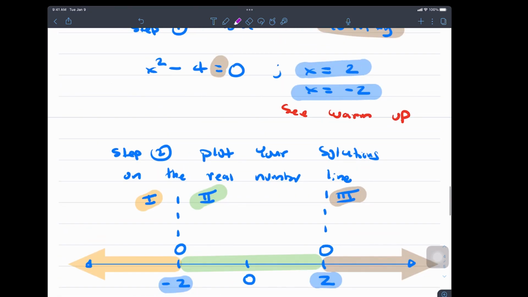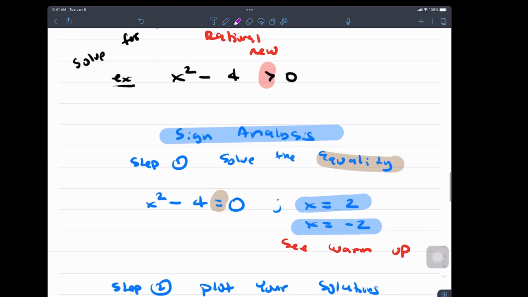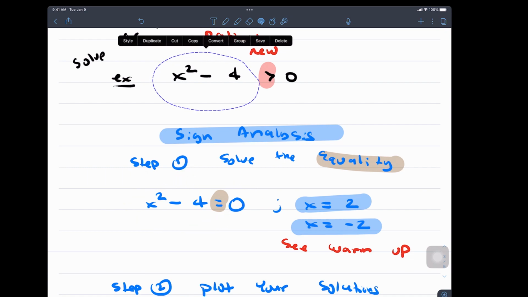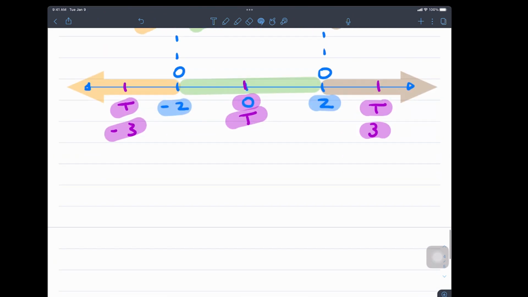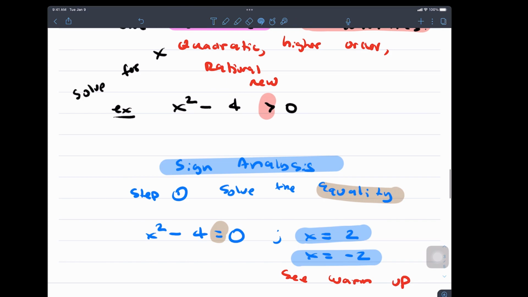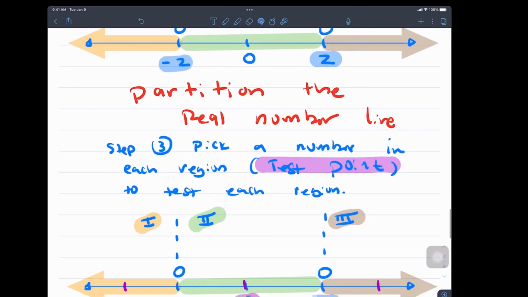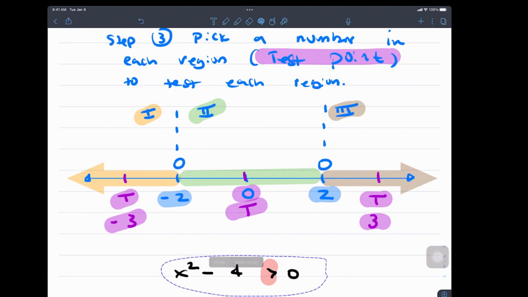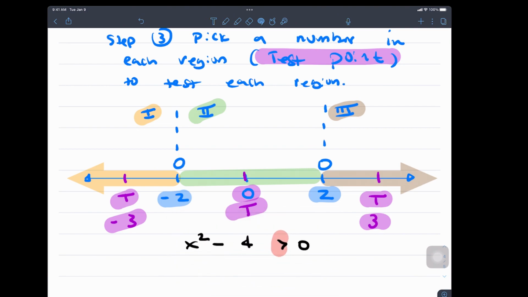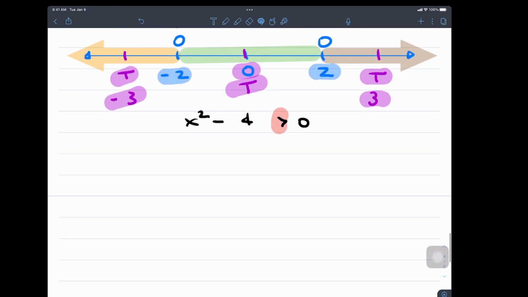Now, you say, what am I going to test? Go back here. You're trying to find, ladies and gentlemen, see this x squared minus 4? We're trying to find the region where x squared minus 4 is bigger than 0. So this is essentially what we're testing. Do you know what bigger than 0 actually means? I'm going to give you a couple of definitions.